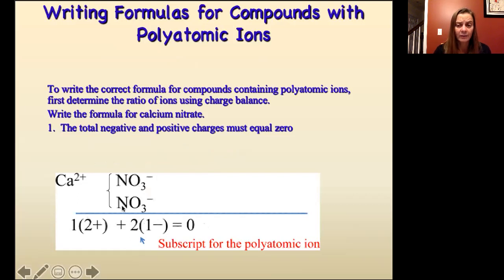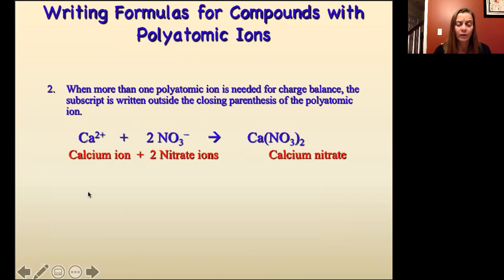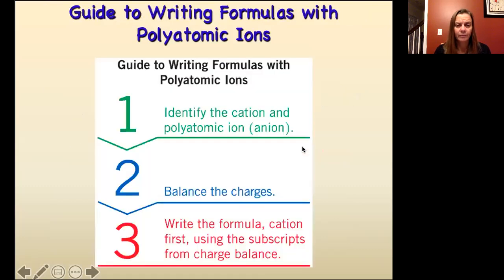So we determined that we need 2 nitrates. So 1 calcium ion, 2 nitrate ions is going to give us calcium nitrate. Notice that that 2 as a subscript goes outside of parentheses. So the whole polyatomic ion is inside the parentheses, and then outside of that, we have a subscript showing how many of the polyatomic ion we have.